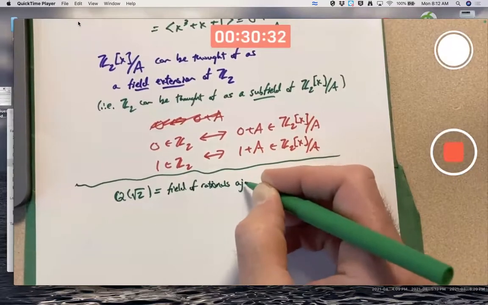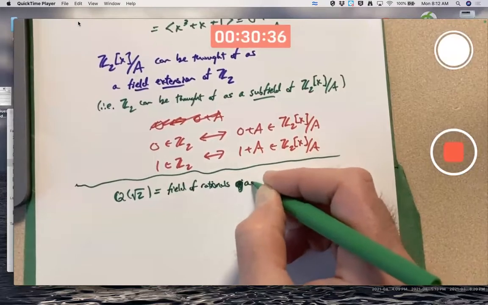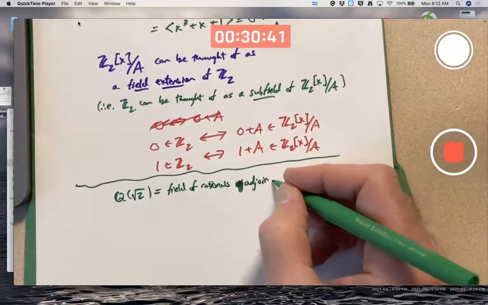And how do I spell adjoin? I don't know if there's a D in there or not. I think there is. A-D-J-O-I-N. Adjoin square root of 2.